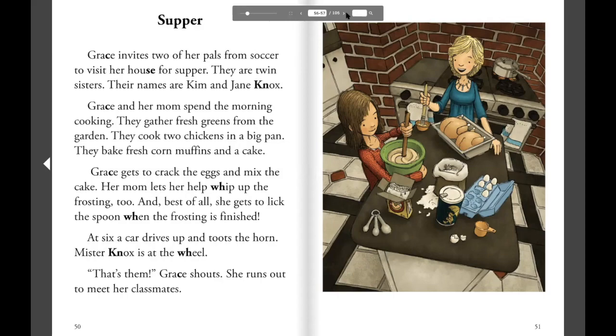Grace gets to crack the eggs and mix the cake. Her mom lets her help whip up the frosting too. And best of all, she gets to lick the spoon when the frosting is finished. At 6, a car drives up and toots the horn. Mr. Knox is at the wheel. That's them, Grace shouts. She runs out to meet her classmates.